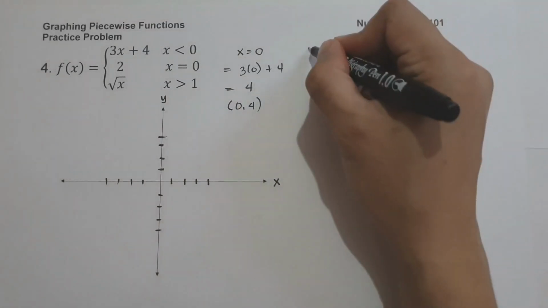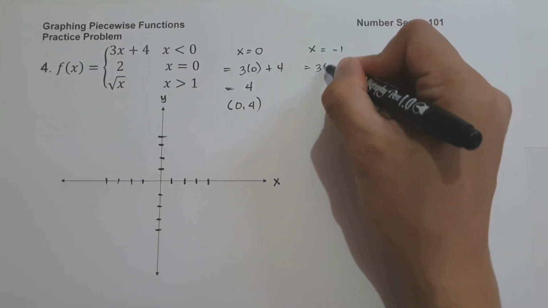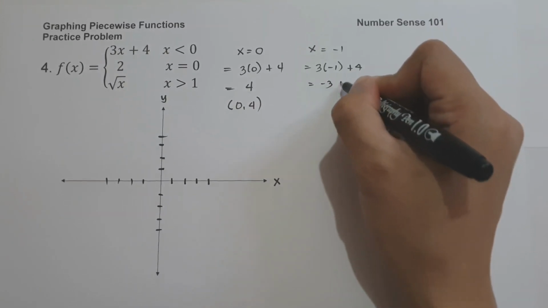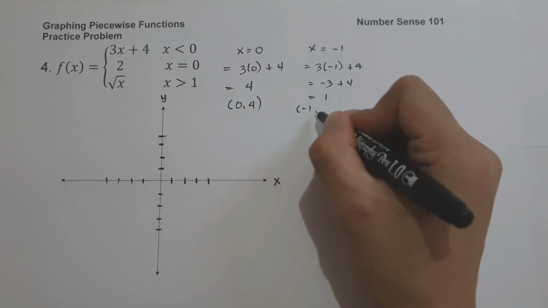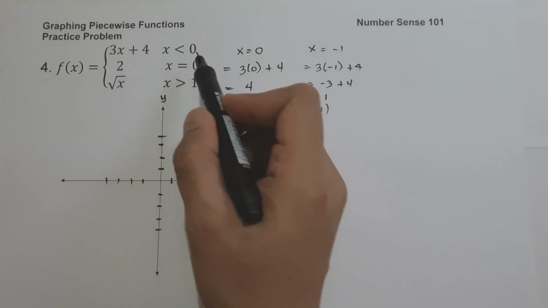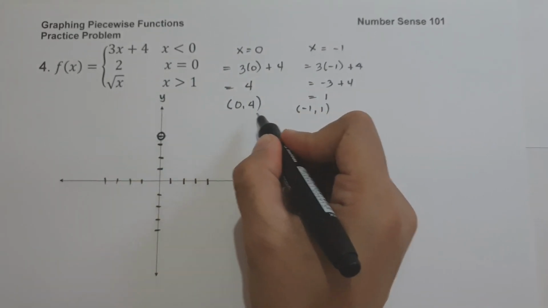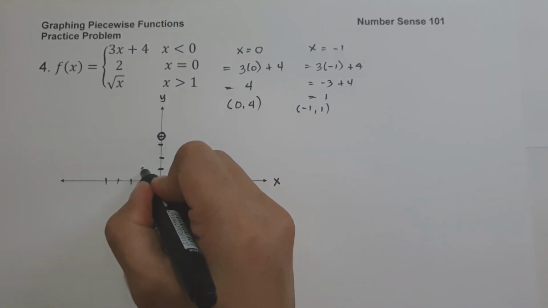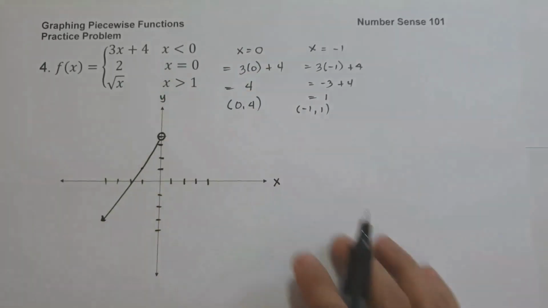And then let's say x is negative 1. This will be 3 times negative 1 plus 4, and this is negative 3 plus 4, and that is 1. So we are going to have negative 1, comma 1. Since x is less than 0, we are going to have an open circle at 0, 4. And the next point will be negative 1, comma 1. And it's a straight line downward because it's less than.